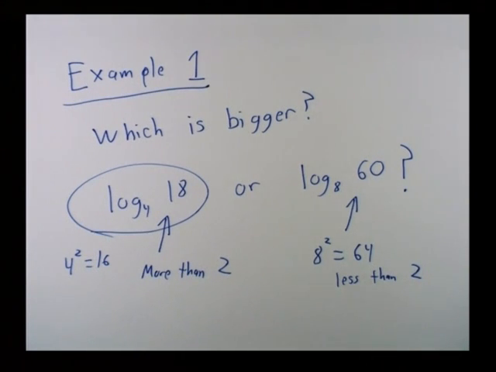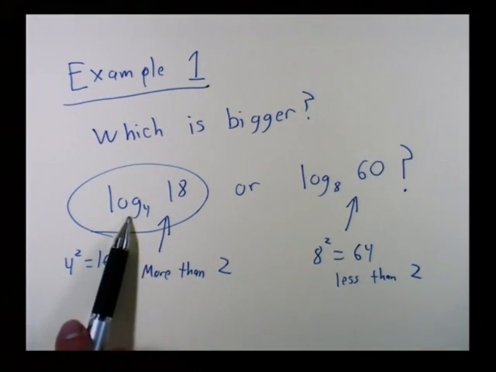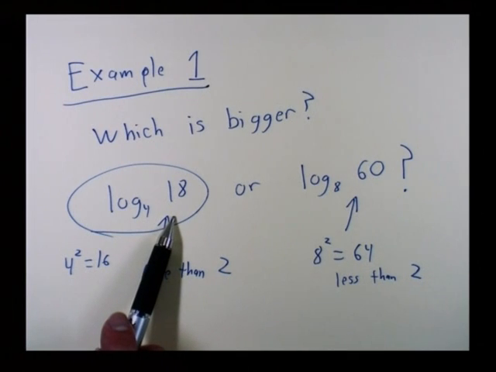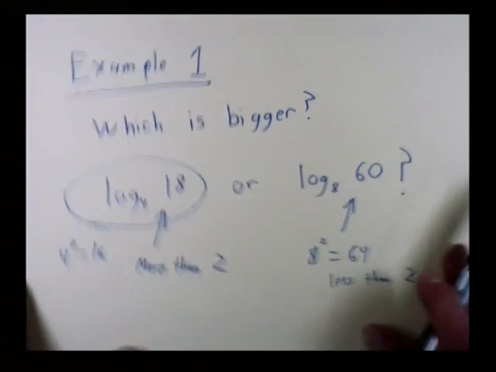If you can get to the point where you can look at this expression, the base 4 log of 18, and say, you know what, I think that's a bit bigger than 2, because I know that 4 squared is 16, you're in a very good place. You can think about logarithms in this way. It'll be very much easier for us to work with it. Let's try a second example.